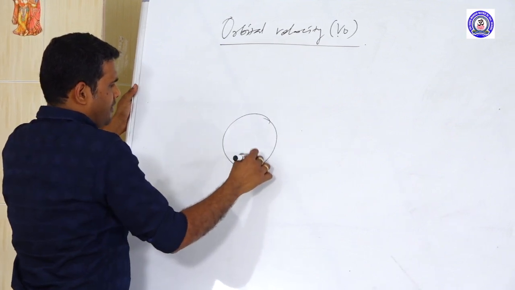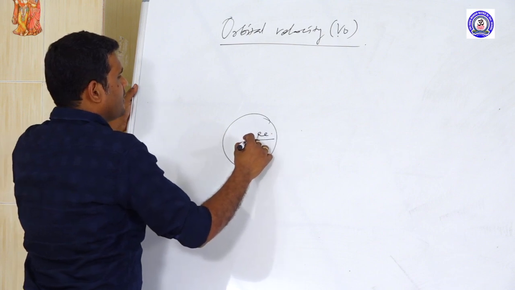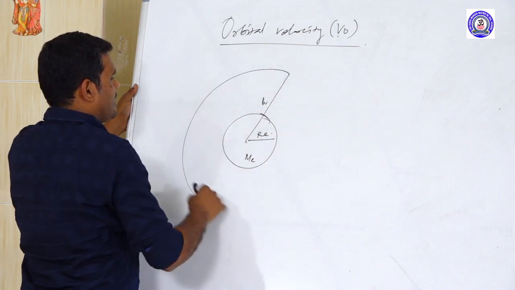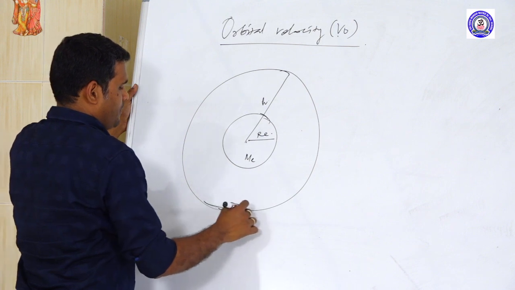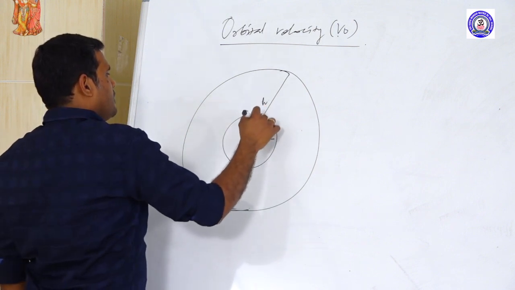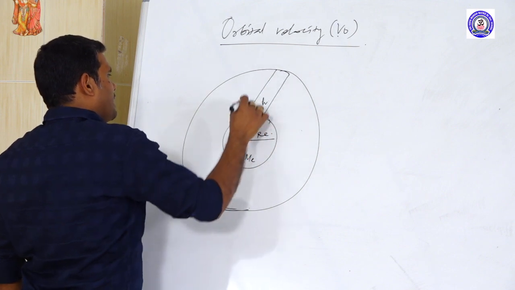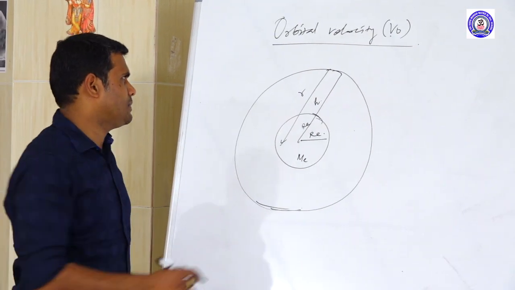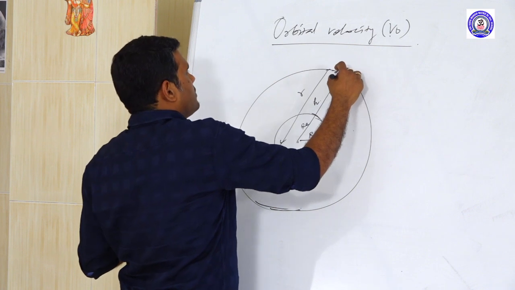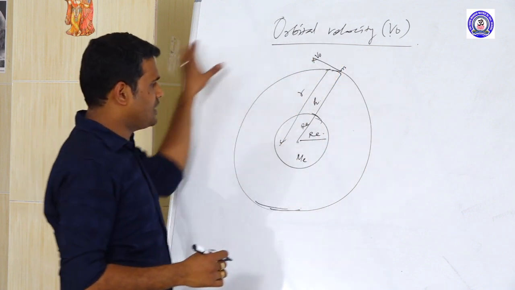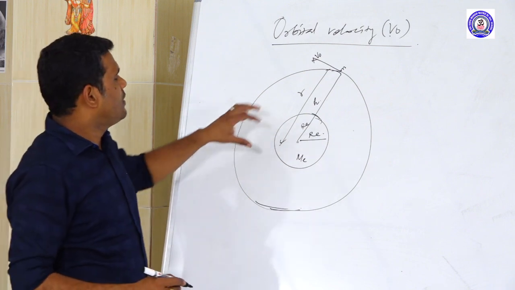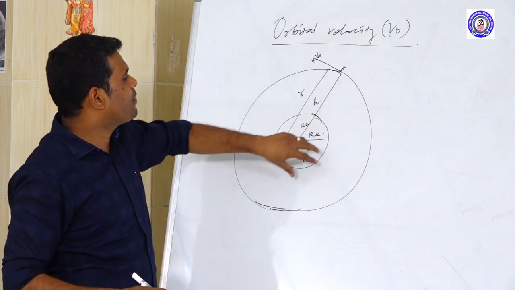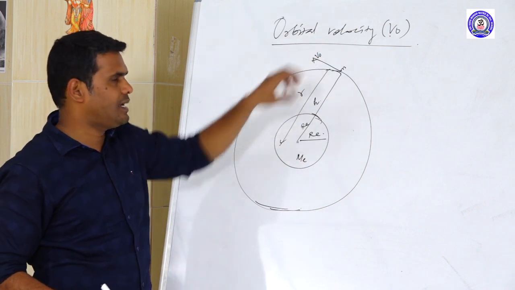Let us consider the Earth having mass Me. Its radius is Re. At a particular height h from the surface of Earth, the satellite is undergoing a circular motion. This is Re. The total distance can be taken as small r. We have to calculate the orbital velocity. Satellite is said to have a mass m. It's moving with a velocity v naught tangentially along the circular orbit. The necessary centripetal force for this mass m of the satellite is provided by the gravitational force of attraction between the Earth and the satellite.